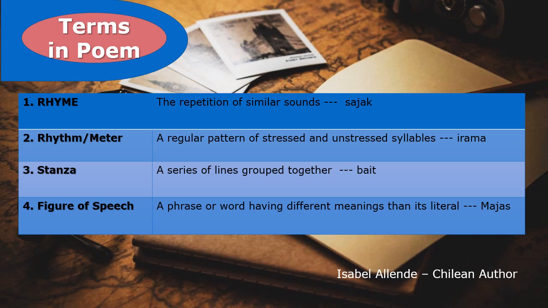The third is stanza. Stanza is a series of lines grouped together. Jadi stanza itu bait ya nak ya. Jadi kalau seandainya poemnya ada 3 bait, biasanya 1 bait itu terdiri dari 4 baris minimal. And the fourth, figure of speech. Figure of speech is a phrase or word having different meanings than its literal. Majas. Jadi dalam bahasa Indonesia kita sebutnya majas.